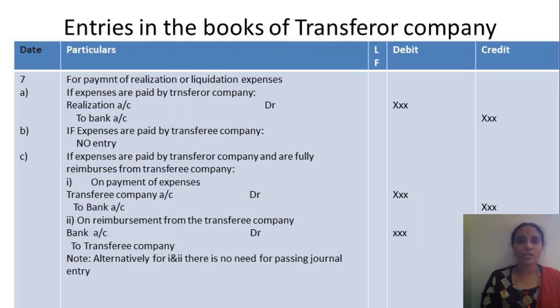So realization account debtor to bank account, that is the realization expenses has to be taken in the amount column. Under that, seventh one, A case we have seen. B case is if expenses are paid by the transferring company.